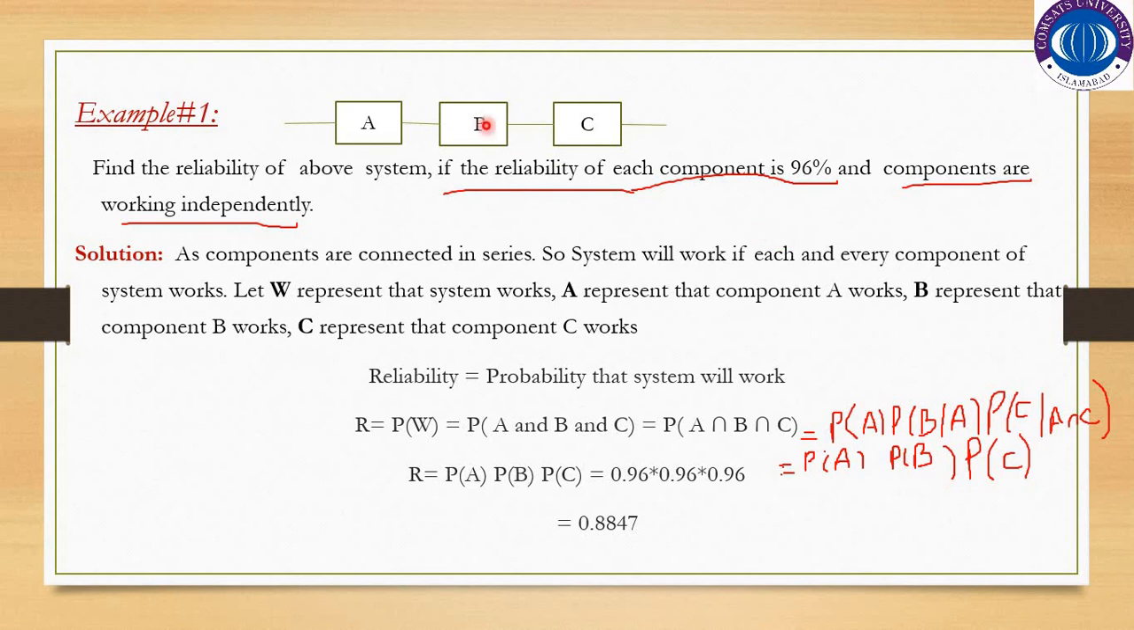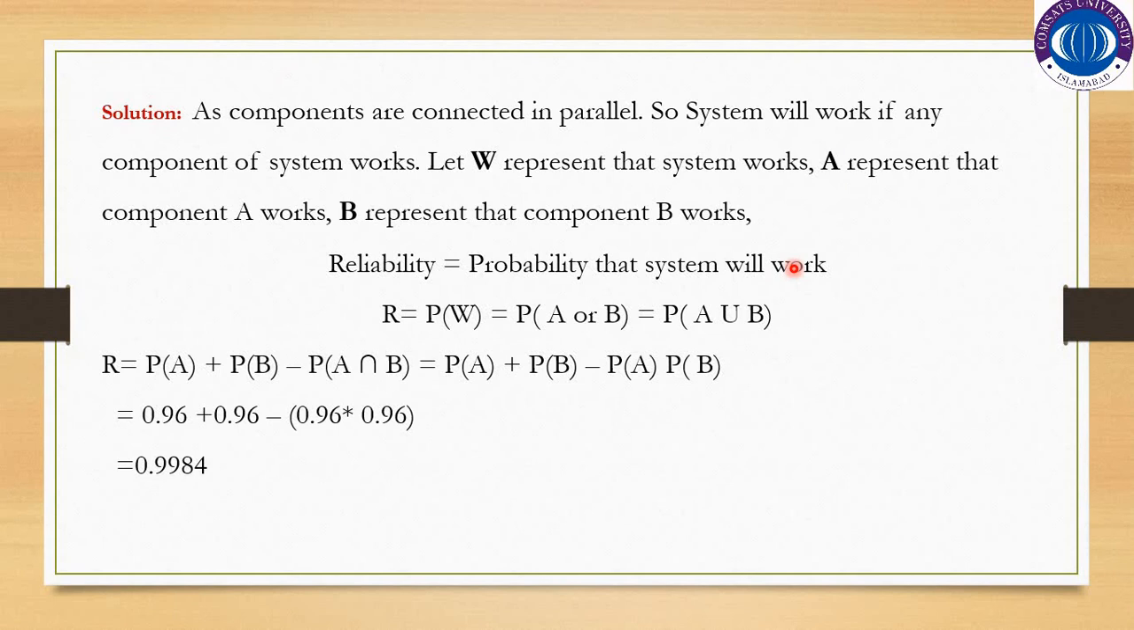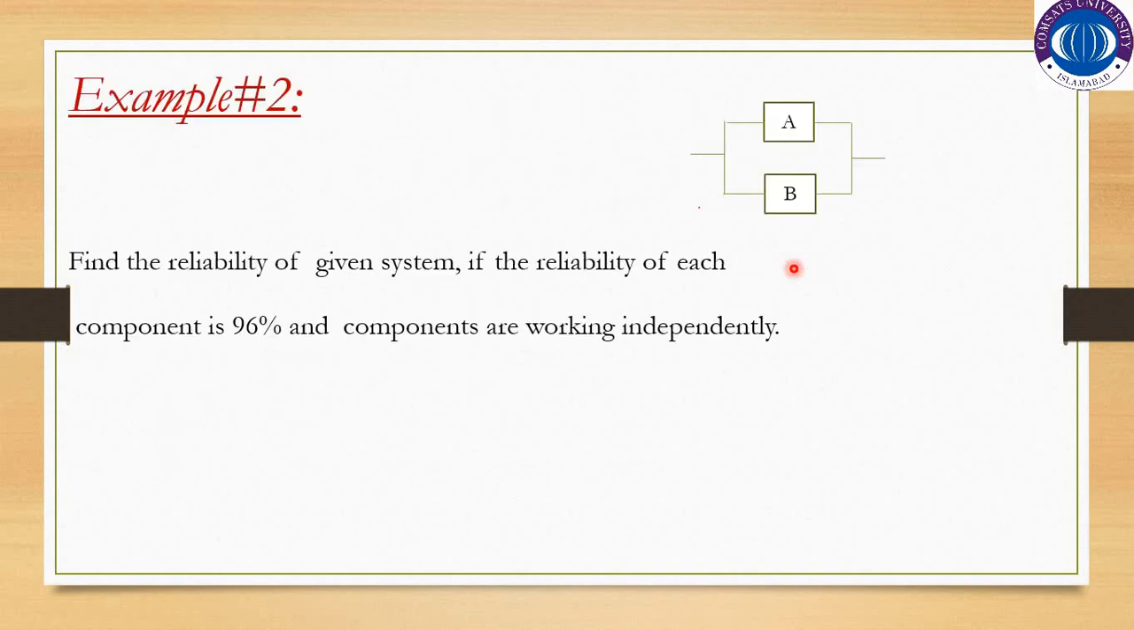If you go to the previous example, you can see from the diagram that if the process starts from here, it would go to A and B and C. Otherwise, you can't reach here. But in this case, you can reach here either through this way or through this way. So this is the parallel system. So the system will work if any component of the system works. It means that if A works, the system will operate accurately, or if B works, the system will operate accurately.